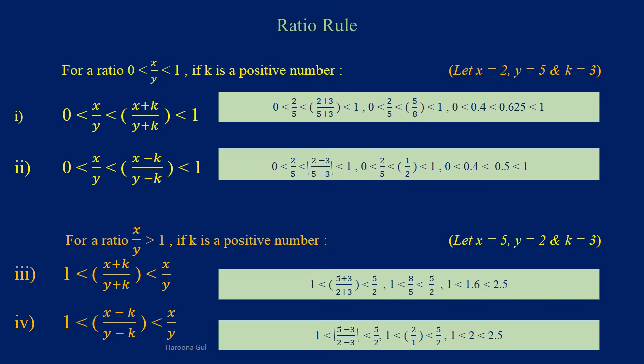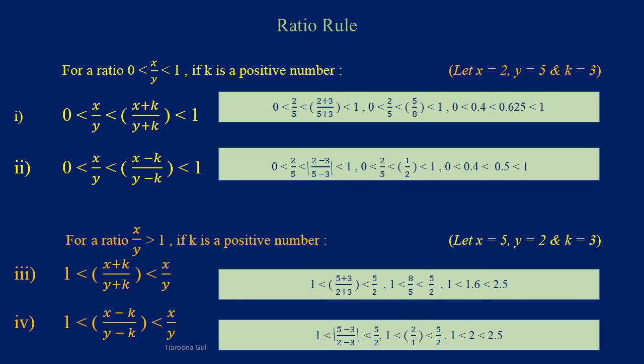And same goes for (x − k)/(y − k). And the value would remain between 0 and 1, right? And this has been further explained with the help of an example by putting values for x, y and k, right?